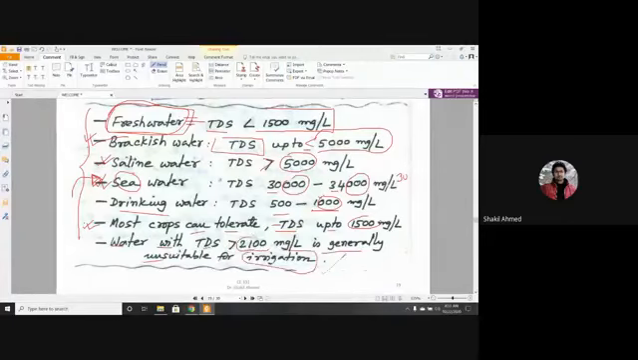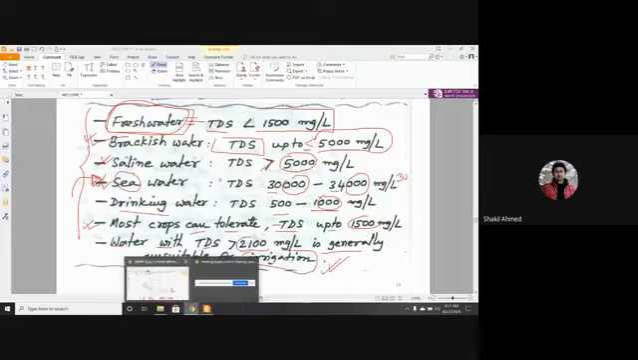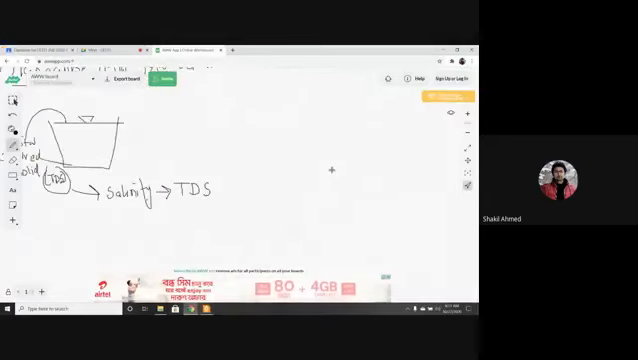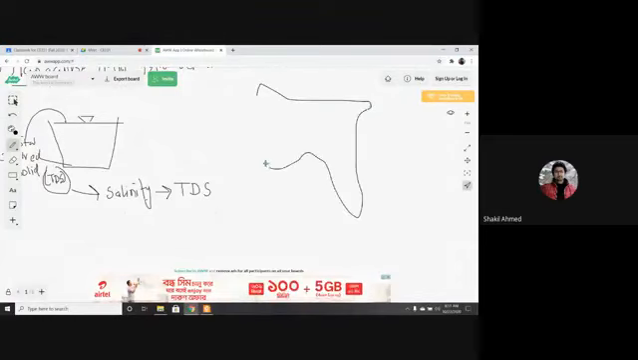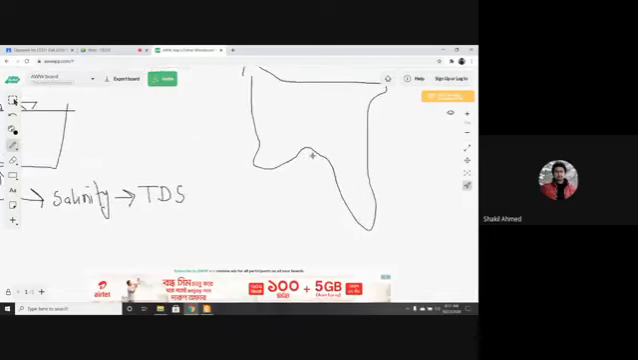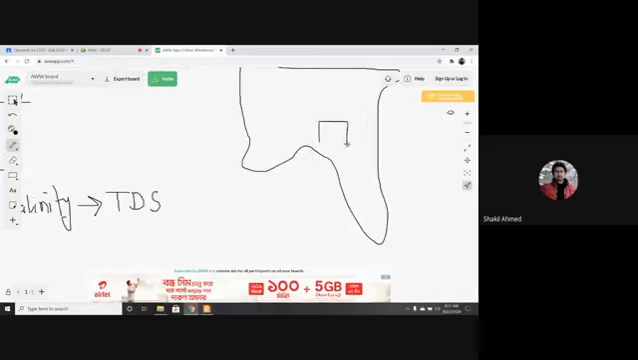Now, for example, in Bangladesh, here you have a paddy field, right? And farmers have to irrigate this land. So you have a river.